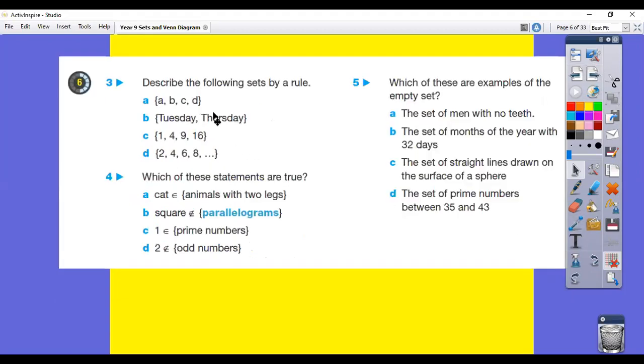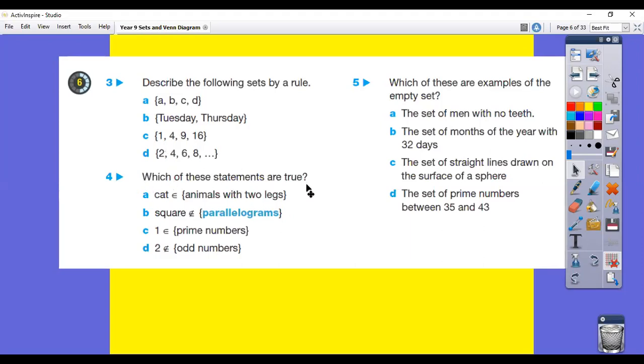On the next page, it says for question 3, describe the following sets by rule. Again, what do you think would be the elements of this set? So we've got A, B, C, D. So this could be the set containing the first 4 letters of the English alphabet. Here for part B, it writes Tuesday and Thursday. So this could be described as the 2 days of the week that begin with the letter T. So you guys now have a look at doing the rest of the questions, C and D.